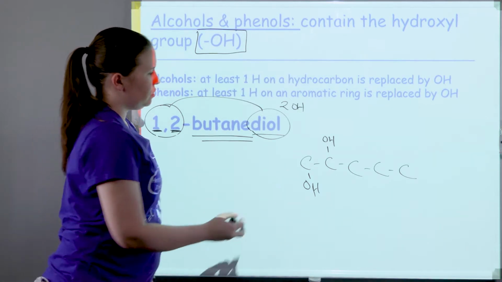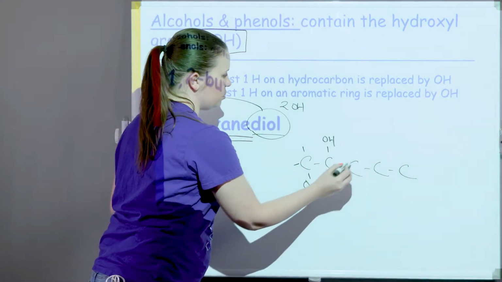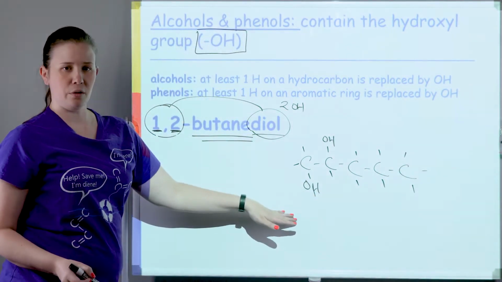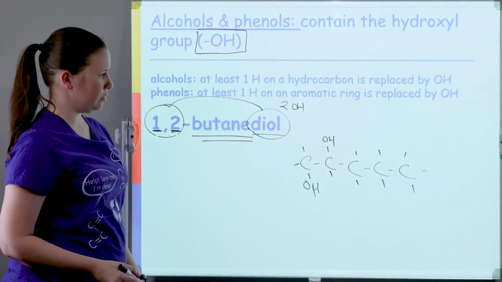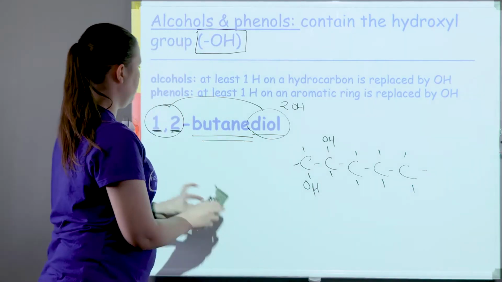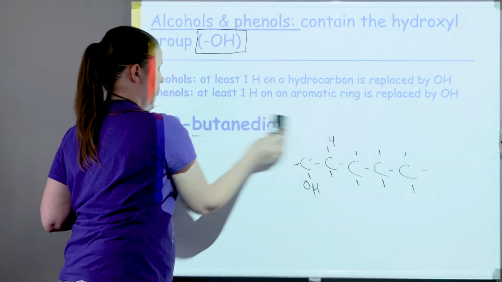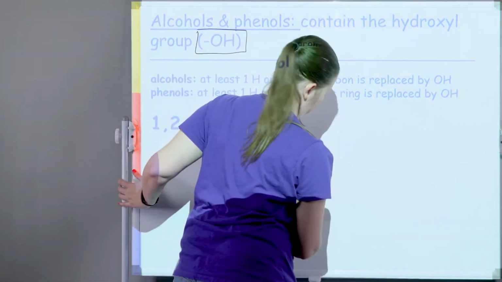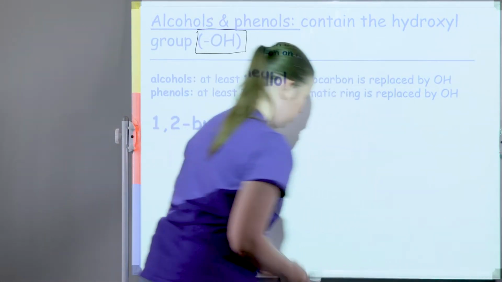So the last thing that we have to do to this guy is to add our hydrogens carefully. Not on the OH groups, but on all of the carbons. So this would be our butanediol, or having 2 OH groups. A double alcohol.